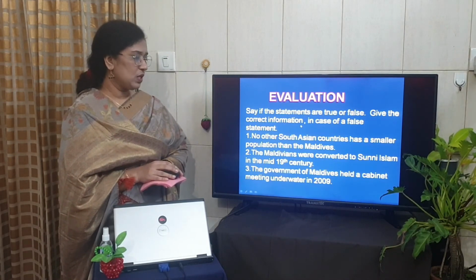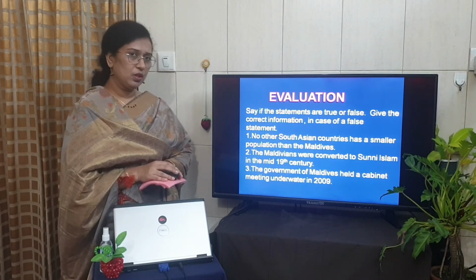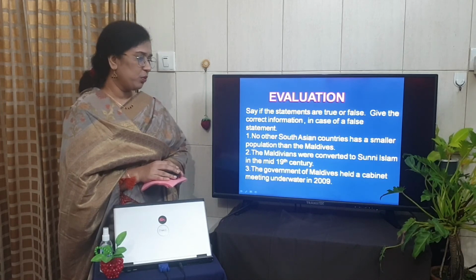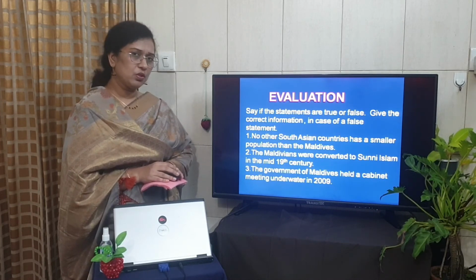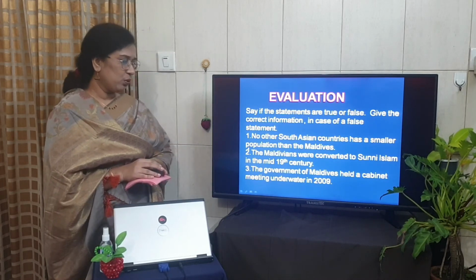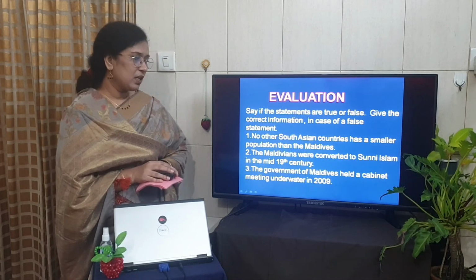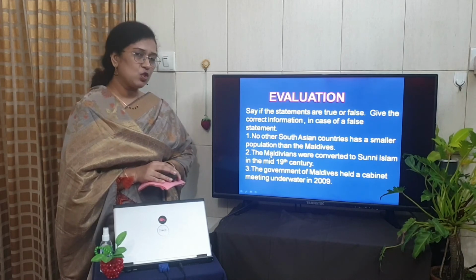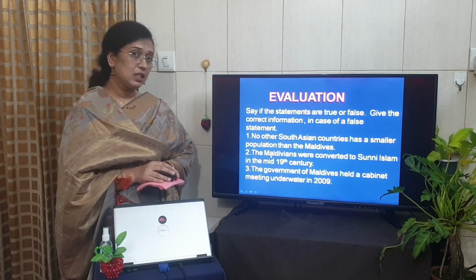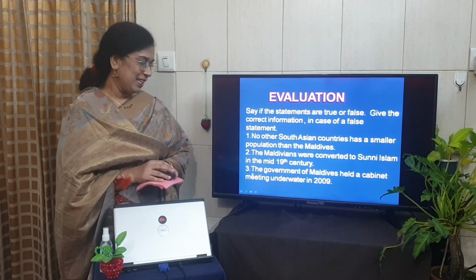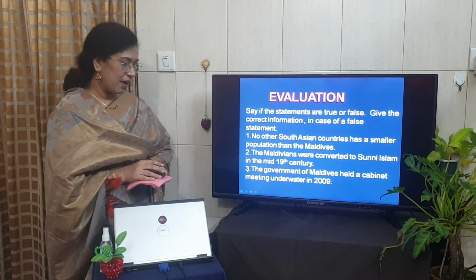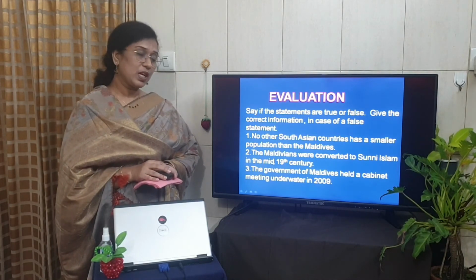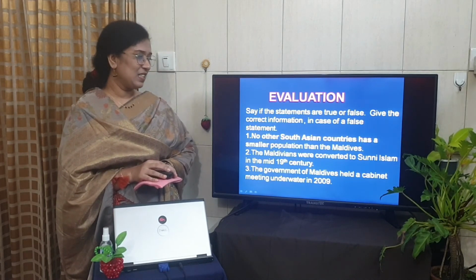Now look at these true or false statements and you have to answer them. The first, no other South Asian country has a smaller population than the Maldives. Is it true? Think about that. Number 2, the Maldivians were converted to Sunni Islam in the mid-19th century. Is it correct? Think about that. Number 3, the government of Maldives held a cabinet meeting underwater in 2009. Is it true? Correct yourself. Here is the answer.